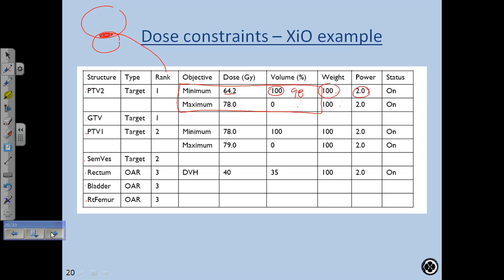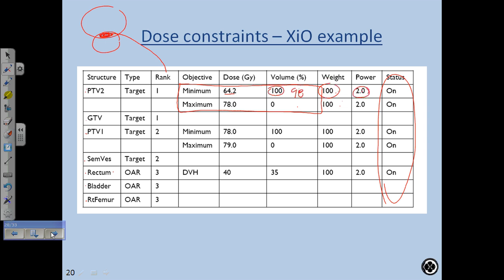And this is status, on or off. So do you want to consider this target or not? You can turn them on and off. And the reason this is nice is because at first you might want to just turn the PTV on and turn everything else off and let the optimizer run and see what your isodose distribution looks like, see what your coverage is like as a starting point. And then you turn on one thing, like your OAR. And you just give it not too much weight, just a little weight, and see what it does.